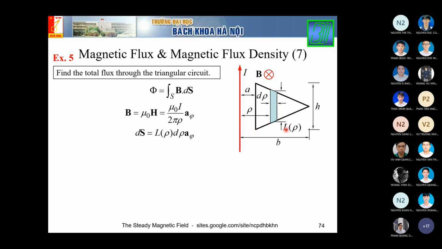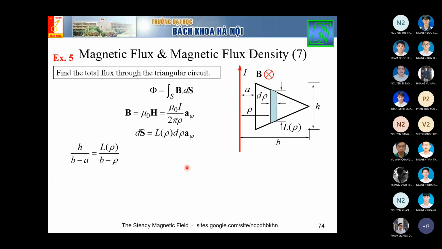Now we have to find L rho, and here obviously depends on rho. So how can we find L rho? In this system, you see that we have two triangles, the small triangle and the big triangle. They are similar. Do you see that? So this edge over this edge will be the height over the height, and we have this. This equation came from two similar triangles, the small one and the big one.